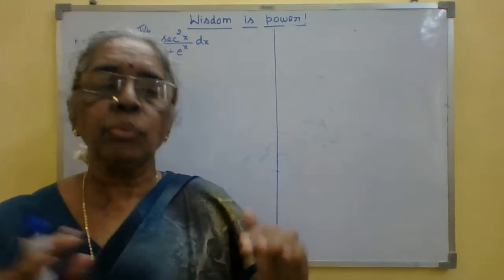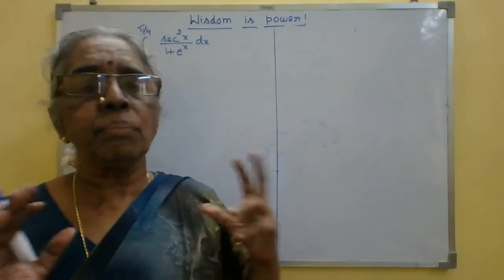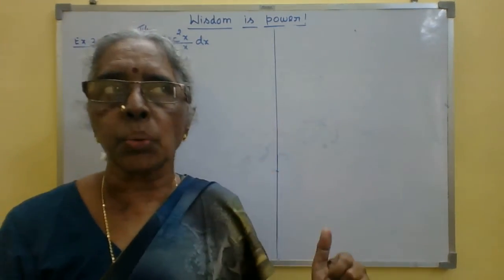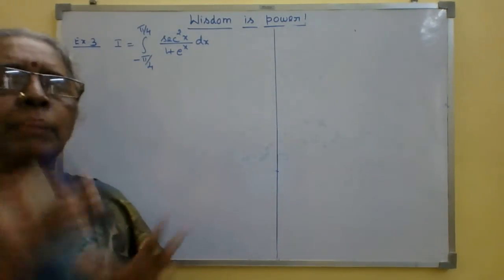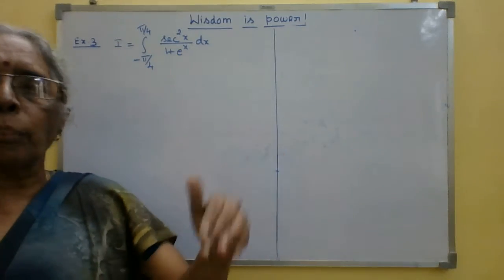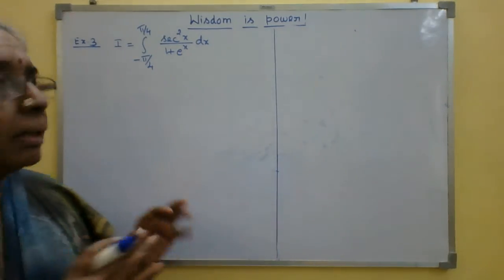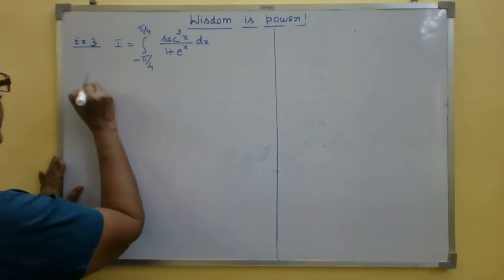So here I am going to proceed in a different way. I am just thinking what property I can use here. When I have e power x, if I get some e power minus x somewhere, I can write it as 1 by e power x and I can try to do something. So I think of this property now.